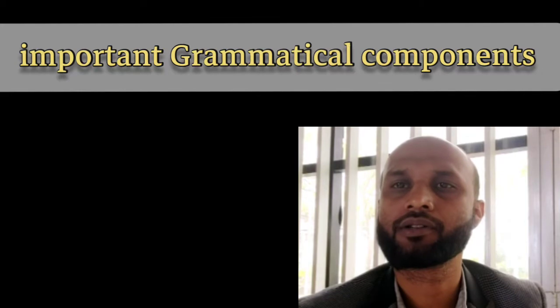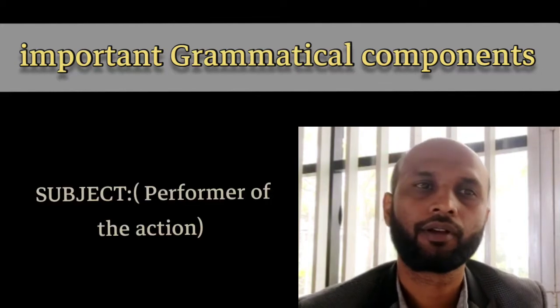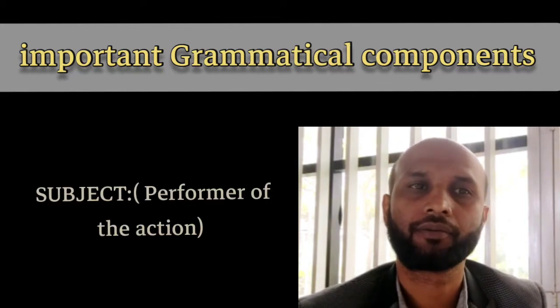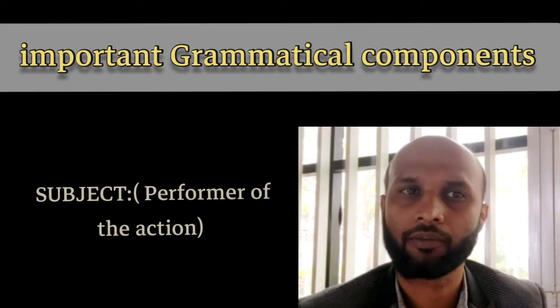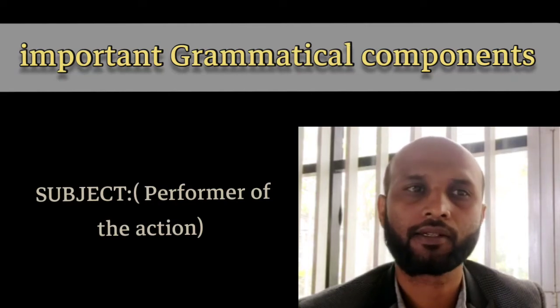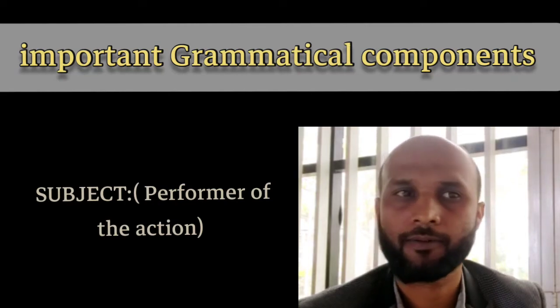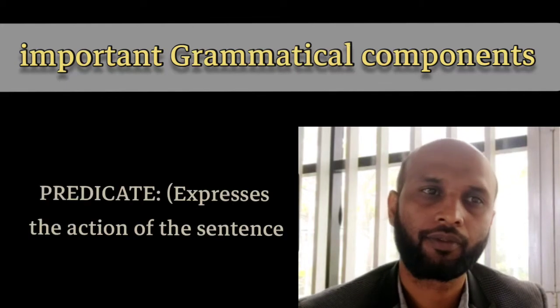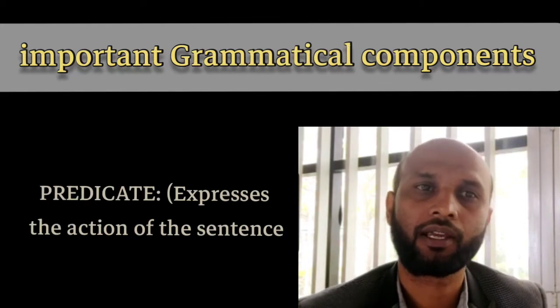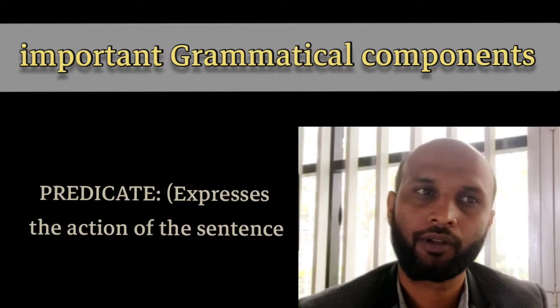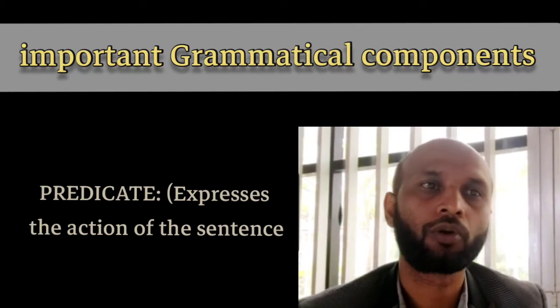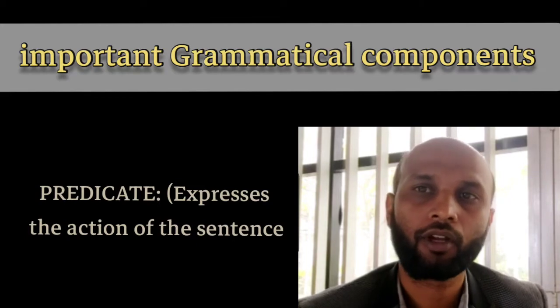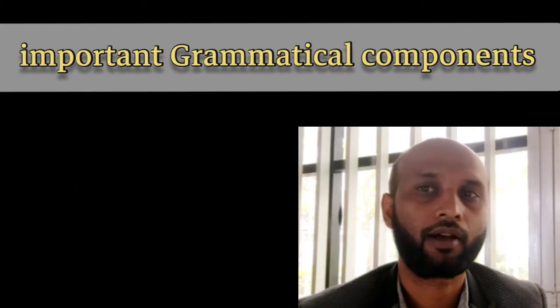Let us look at what is a subject. Subject, this is a person or animal, thing, or place performing the action in the sentence. Predicate, this expresses the action of the sentence. It includes the verb and it can include other core elements. Now let us look at what is an object.